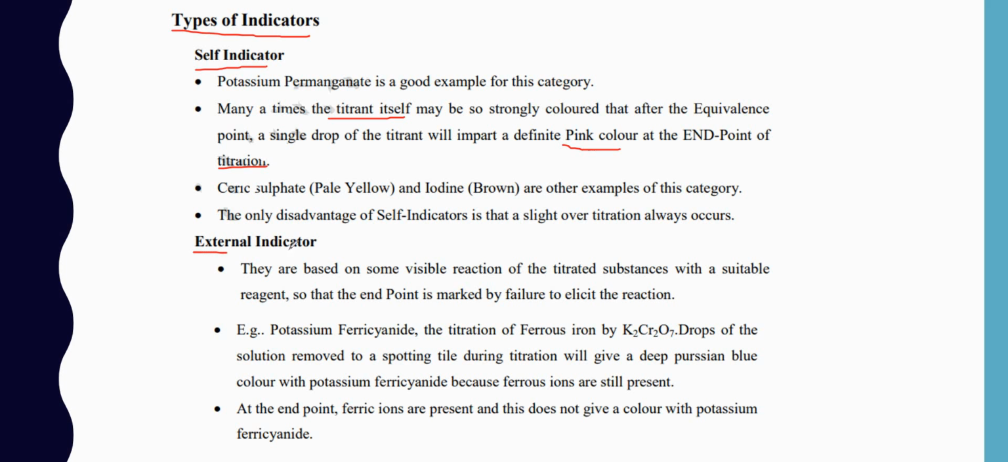Next is the external indicator, that is, we externally add the indicator. They are based on some visible reaction of the titrated substance with a suitable reagent so that the endpoint is marked by failure to elicit the reaction. In simple terms, potassium ferricyanide: in the titration of ferrous ion by K2Cr2O7, drops of solution removed to a spotting tile during titration will give a deep Persian blue color with potassium ferricyanide because ferrous ions are still present. At the end, ferric ions are present and this does not give a color with potassium ferricyanide. So potassium ferricyanide is one example of an external indicator.